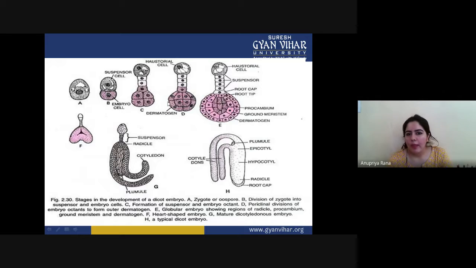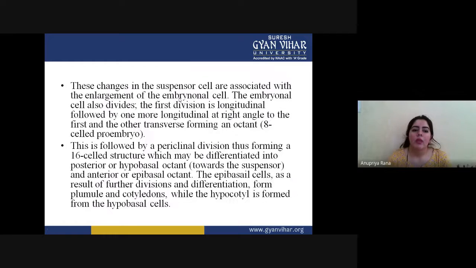One division will happen like this, one division happens like this, the second division will take place, and the third division will take place like that. So in this case, it divides into the 8 cell structure. This 8 cell structure is basically the proembryo phase. Now after this, it is followed by a periclinal division, the side by side division, forming a 16 cell structure.